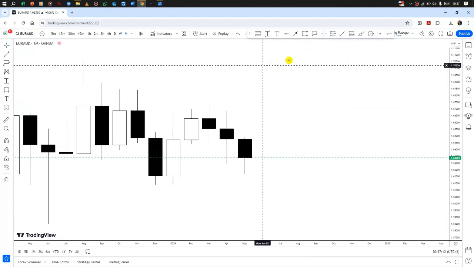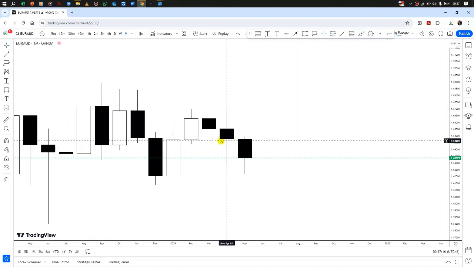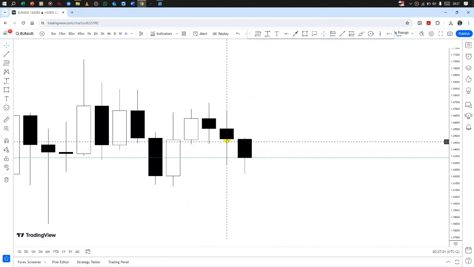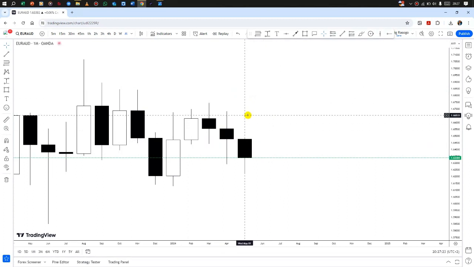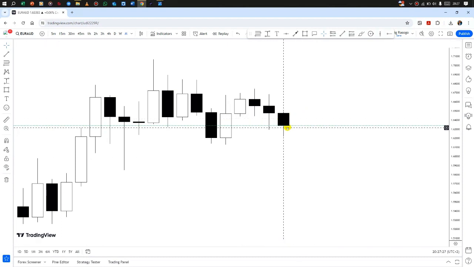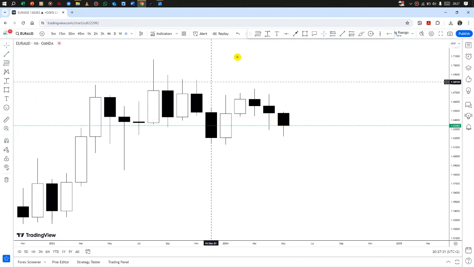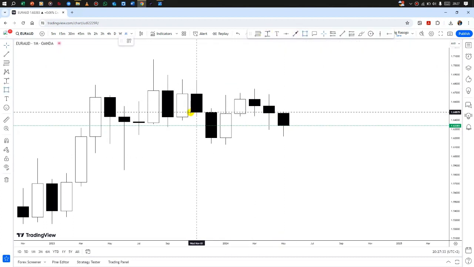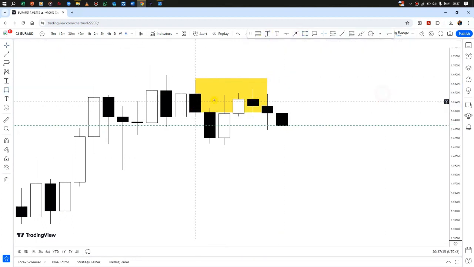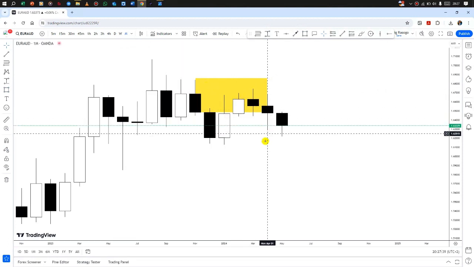So on Euro AUD, on the monthly time frame, as you can see, Euro AUD has been bearish the past 3 months. So we want to know why it has been bearish the past 2 to 3 months. As you can see, the current month, which is May, is also bearish. Okay, so as you can see, on Euro AUD the price is rejecting from a rally base drop supply zone on the monthly time frame.